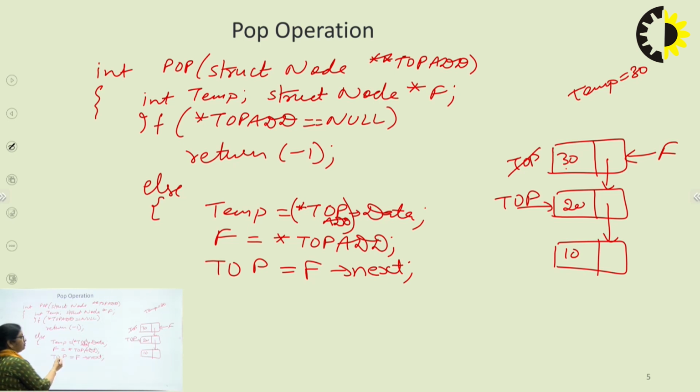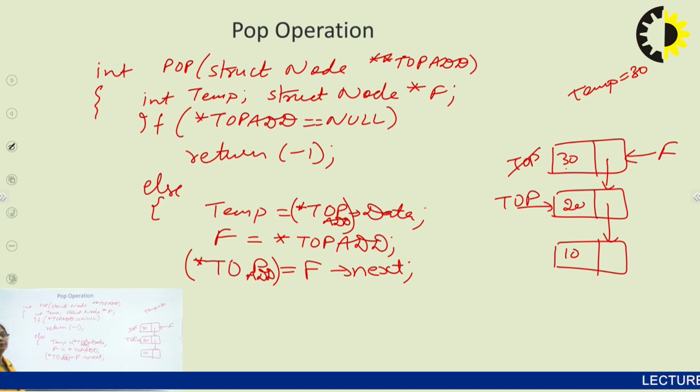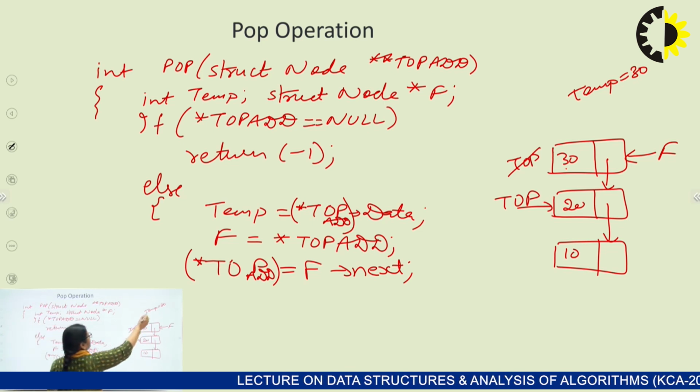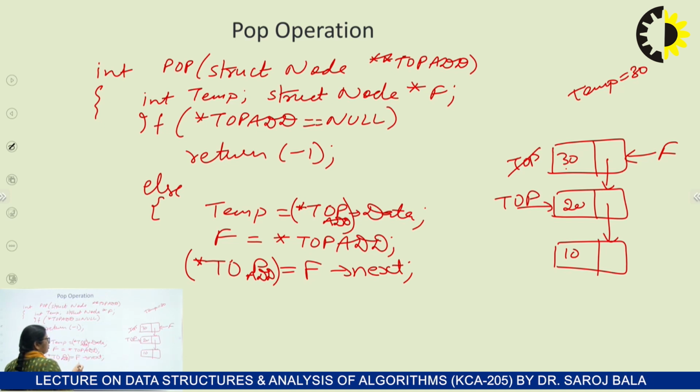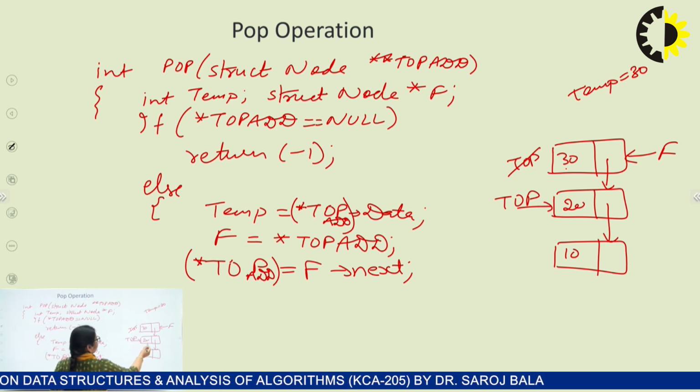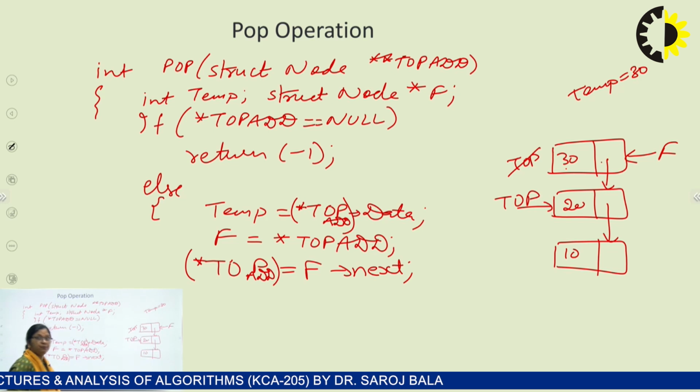Again, let me do the correction. We don't have top here. We have top address. So it will be star top address. This we need to take carefully. We don't have top here, we have top address. So top address data is set in temp. So temp we may have 30. Then F I took this. Then I change the top. What is top? Top is now pointing to this. It means F's next.